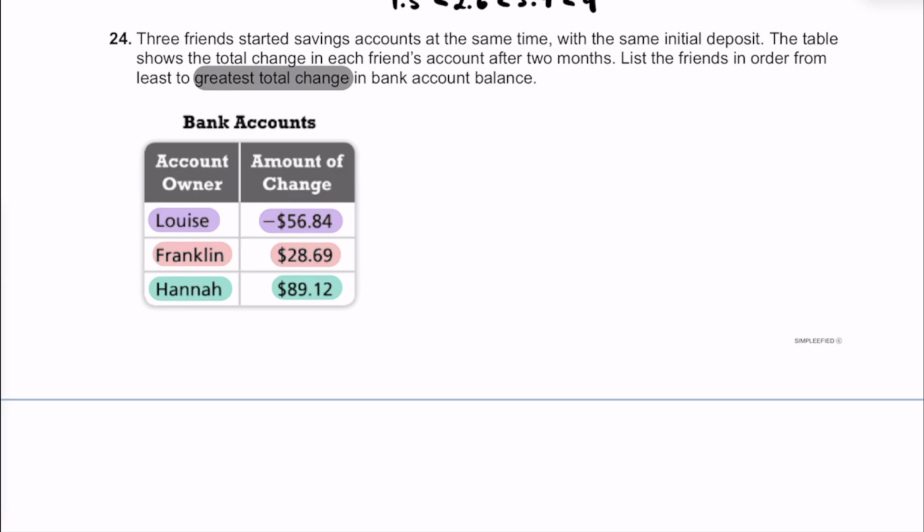So if we take a look at Luis's account first, if we wanted to see how much it changed by, we would use absolute value. So the absolute value of this negative 56.84 is just going to be equal to 56.84. So this absolute value is letting us know how much it changed by. So her account did go down, but it changed by $56.84.